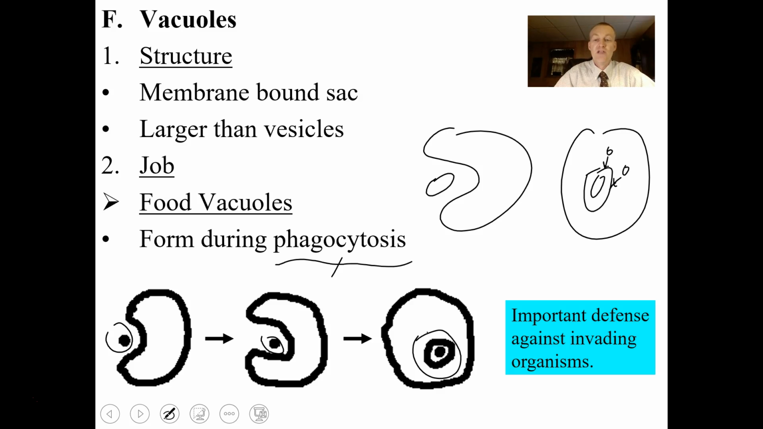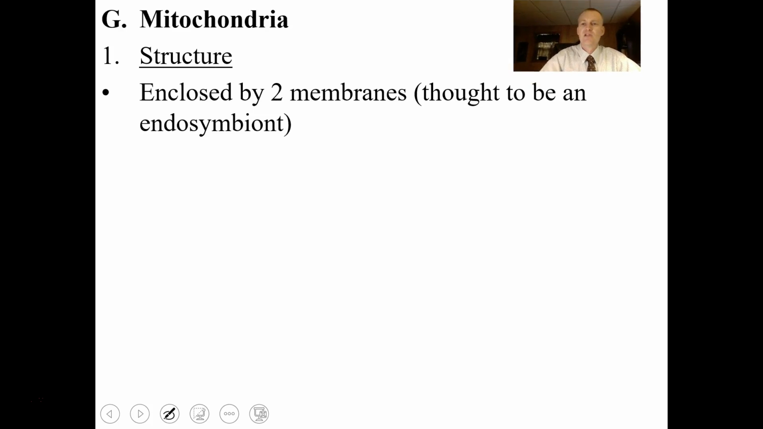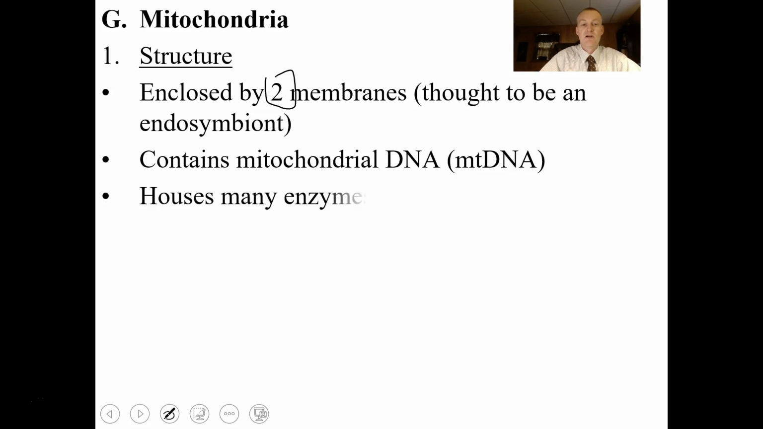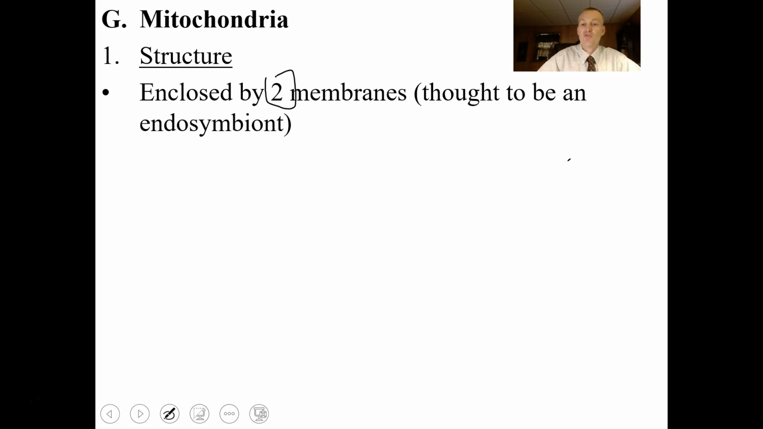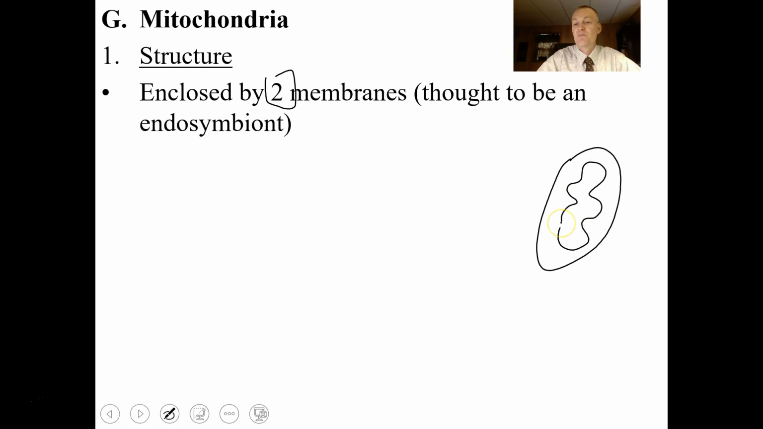So we use these as an important defense against invading organisms for sure. The mitochondria basically are enclosed by two membranes, so they're double membrane bound. And if I just drew that structure for you, it basically has two membranes, two phospholipid bilayers. And we think that is true because it's an endosymbiont.